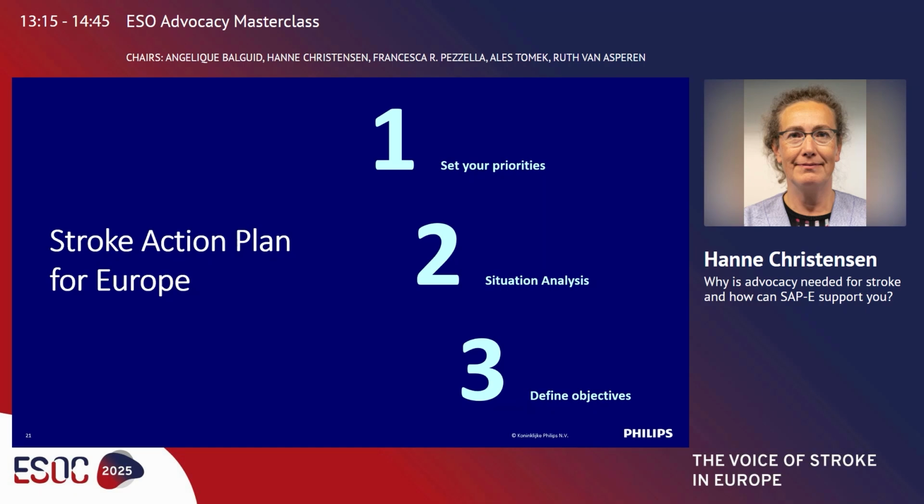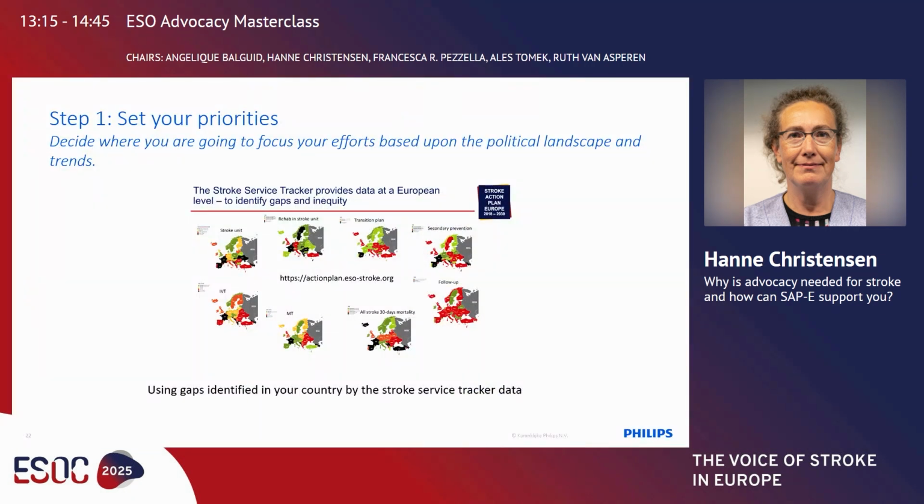Well, the stroke action plan for Europe actually already covers the first 3 steps, because it talks about setting priorities, about the situation analysis, and it also defines a clear objective. So this is one slide that Hanne showed. So the first step is to set your priorities, and it's about deciding where you are going to focus your efforts based upon the political landscape and the trends.